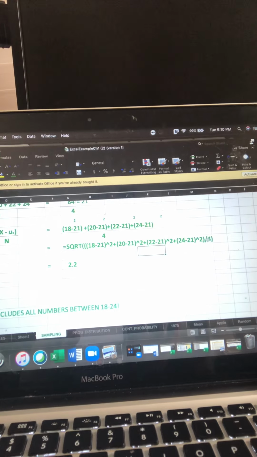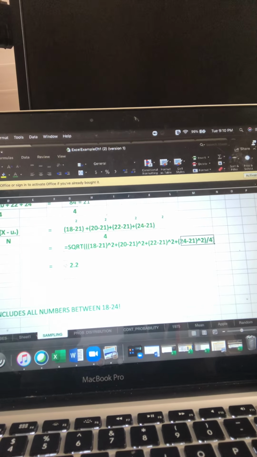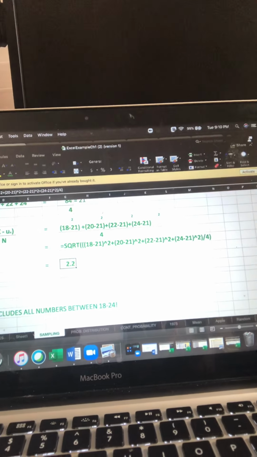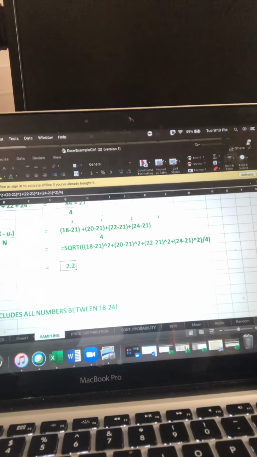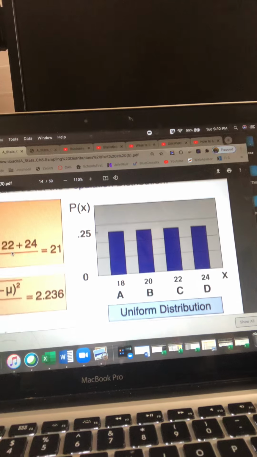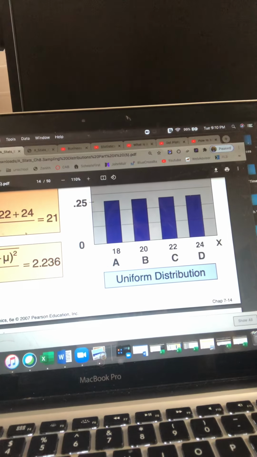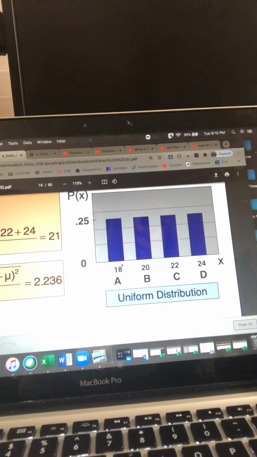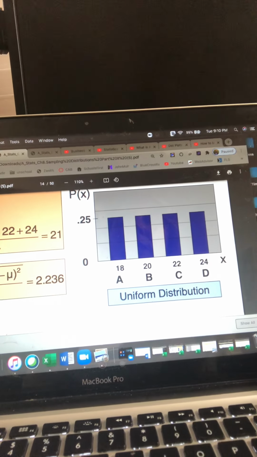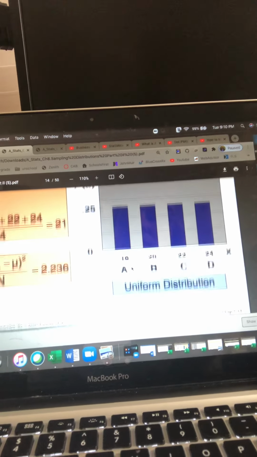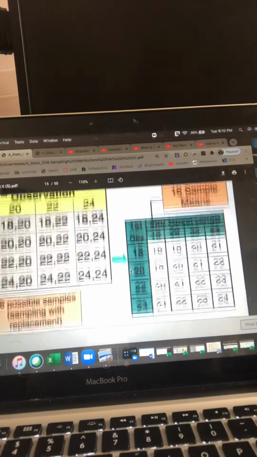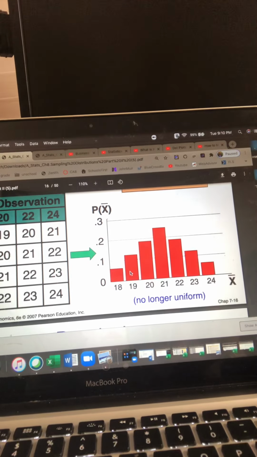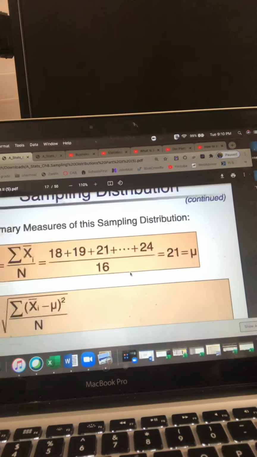And then at the end, we're going to divide the whole thing by 4. The value of that is equal to 2.2. Now, this is to do the sample, but it will give us the variance of 2.2 for the sample of A, B, C, and D. Now, what happens if we want to do it for the whole population? So all the observations between the ages of 18 to 24.